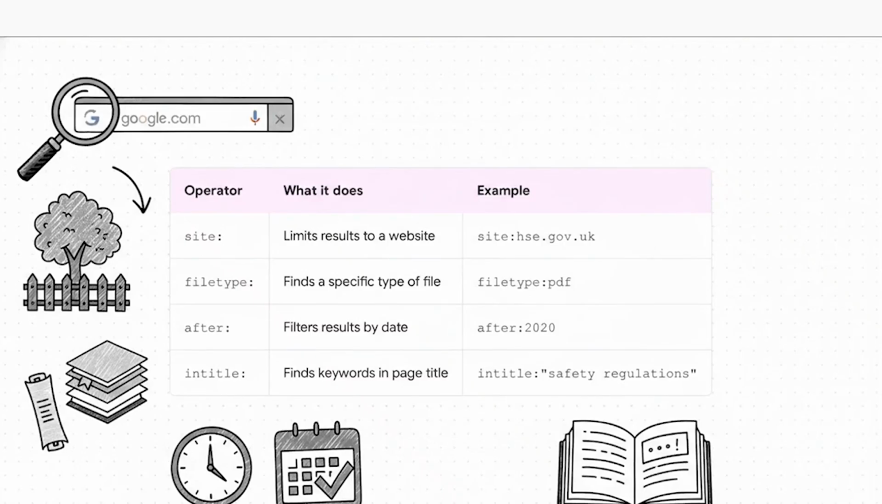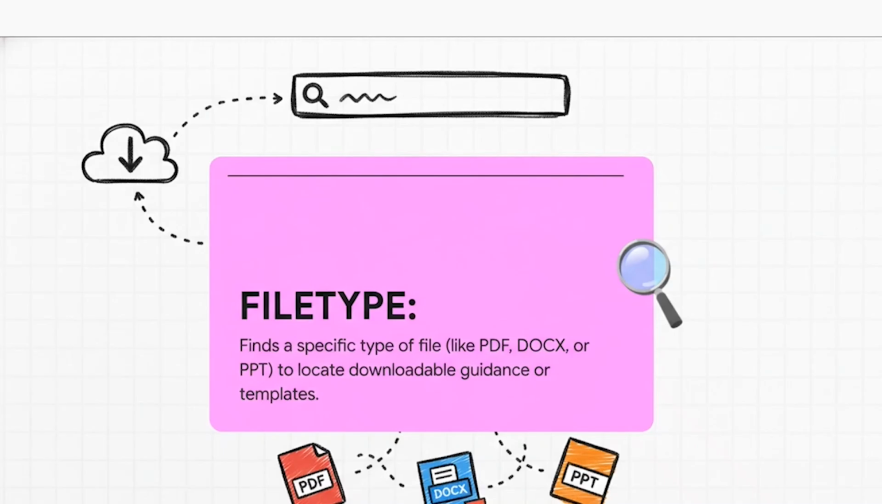Just take a look at this little cheat sheet. With site, you can search inside one specific website, like a trusted government or university site. With filetype, you can hunt for things that aren't websites, like PDFs. After is great for making sure your information is recent. And intitle tells Google to only find pages where your keywords are right in the main title, which is a huge clue that the page is exactly about your topic.